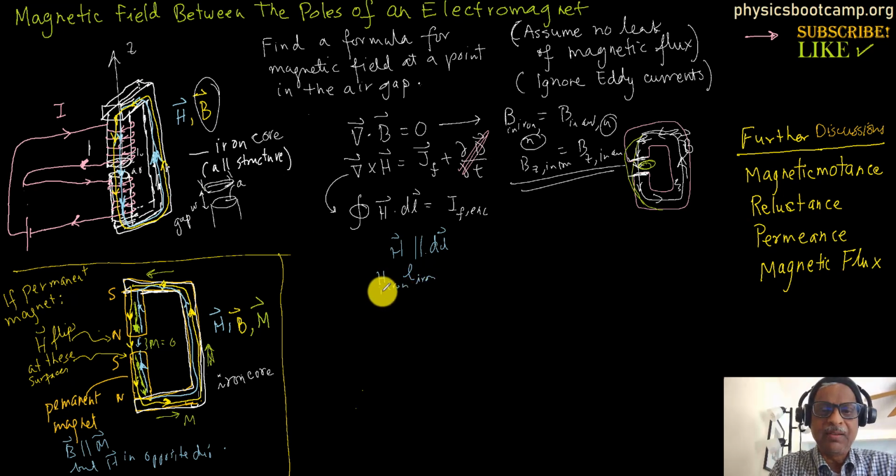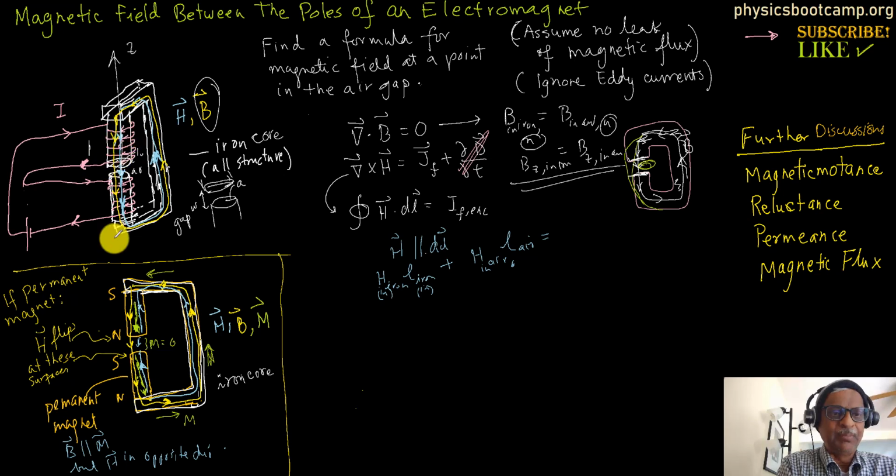Then you're going to have H in the air part times L in the air part, and the total current will be the number of loops. Let this number of loops be N over 2 in this place and N over 2 in this place, so that the total number of loops, they're all going in the same direction, turns out to be N times I.